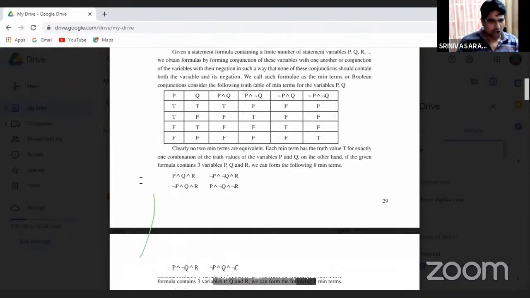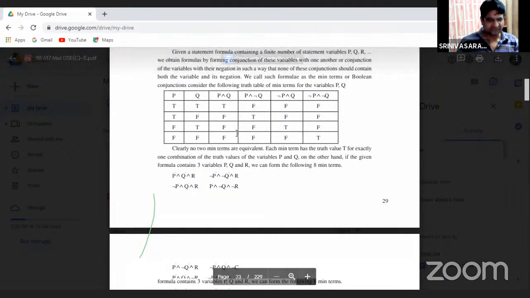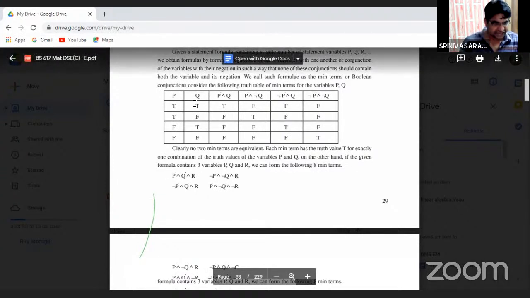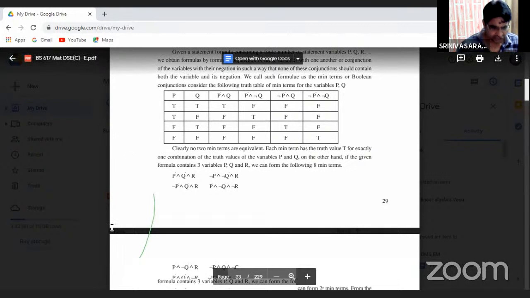That's enough. Now how to construct the truth table? Define Boolean conjunction or minterms. Okay, sometimes that is also called Boolean conjunction or minterms. If any one is given, the final exam is there. Okay. Now there is no confusion. Please understand. Keep in your mind.